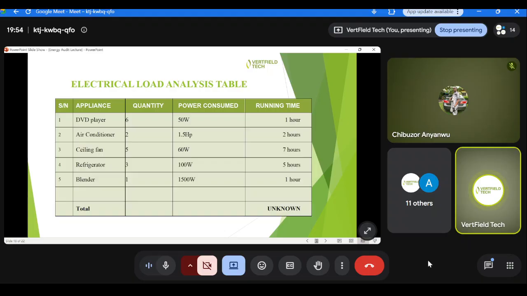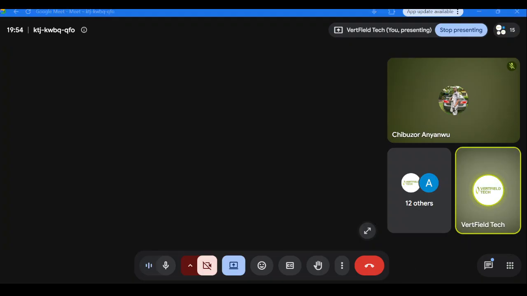So there's a technique which is used to apply that formula. The technique also says that you have to apply the formula on each of these 5 appliances. That is to say, you get the energy consumed by the DVD player, the air conditioner, the ceiling fan, the refrigerator, the blender, and then you add everything up to give you the total energy consumption, which automatically becomes the energy need of that facility. Let us look at that in a minute.